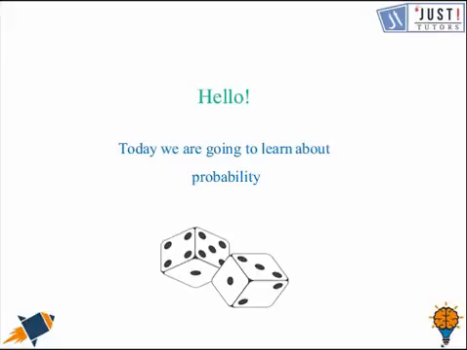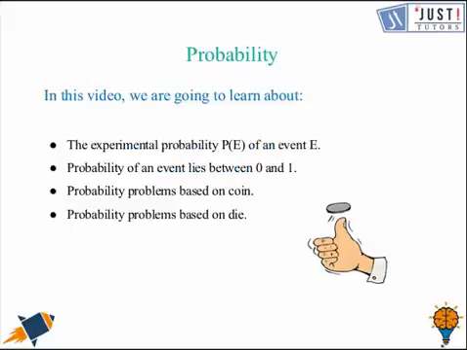In today's video, we'll be learning about probability. In this lesson, we'll first cover the experimental probability PE of an event E. Then we'll see how the probability always lies between 0 and 1. Then we'll work with the probability problems based on a coin and probability problems based on a die.